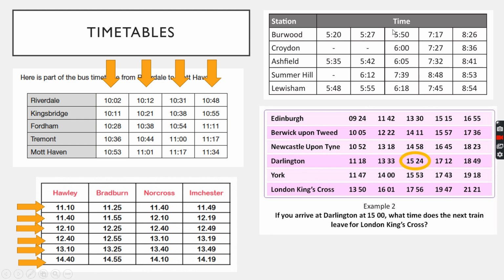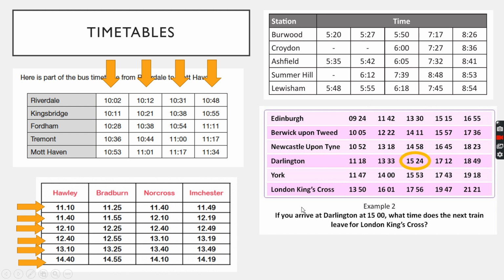Looking at the top one there, we've got different stations and times. You'll notice that some of the boxes have got little dashes in. All that means is that that train doesn't stop there. So if we were looking at this first one here, we've got a train from Burwood at 20 past 5. It doesn't stop at Croydon, it goes straight to Ashfield. It doesn't stop at Summerhill, it goes straight to Lewisham. So this is just, it doesn't stop there. I'm sure you've all been on trains before where you've gone past a station and you haven't stopped at every one. So that's all that means.